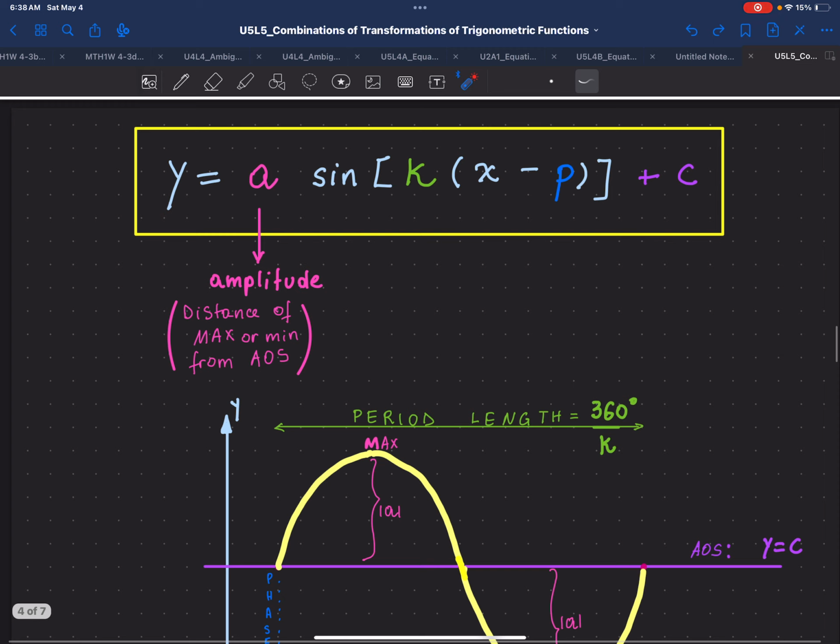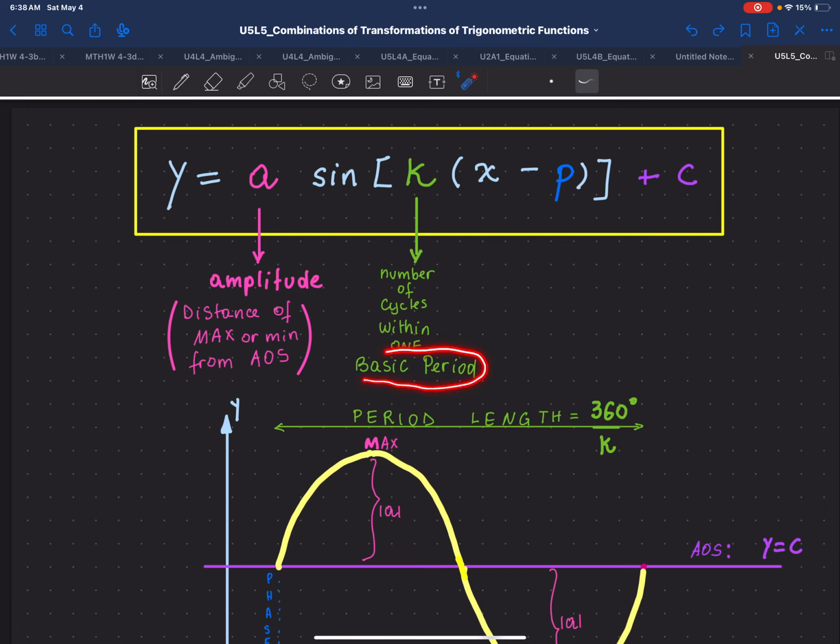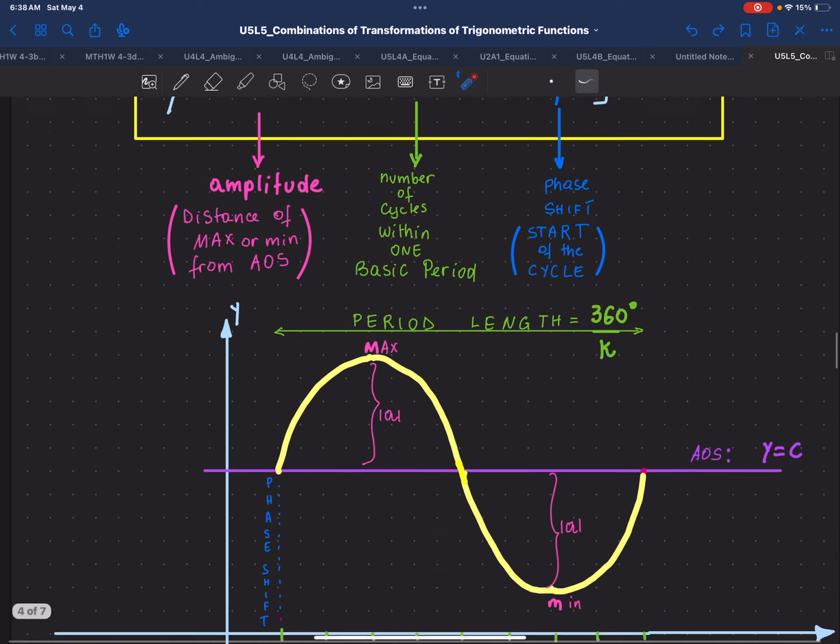The coefficient K will indicate the number of cycles within one basic period. Remember that the basic period for sine and cosine is 360 and for the tan function is 180 degrees. The coefficient P indicates the phase shift, and in the meantime, the starting point of the cycle.